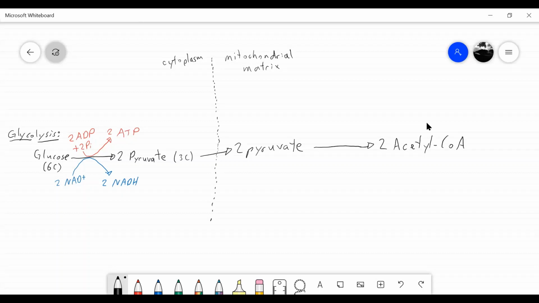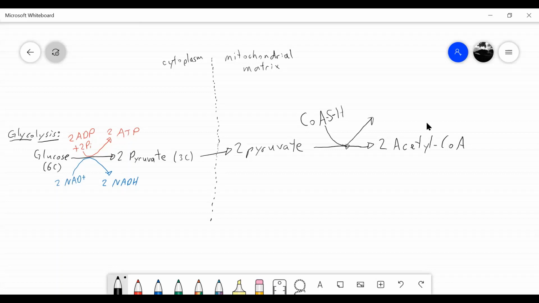And how do we make acetyl-CoA? We need coenzyme A. So coenzyme A, we represent as CoA-SH. And I'm going to put little lines in there to remind me that those are bonds and that those are actual atoms. Okay, so coenzyme A is going to go in. We're going to make acetyl-CoA.